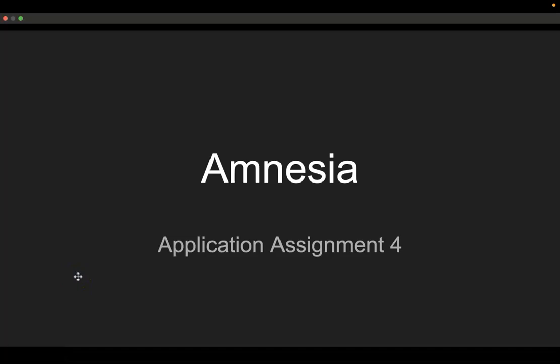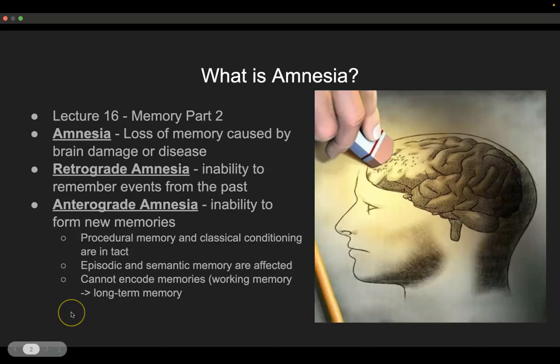This is my application assignment number 4, where I will be talking about amnesia. To begin, I want to define amnesia as loss of memory caused by brain damage or disease. Really, any serious brain trauma can cause it. We covered it in Lecture 16, which is called Memory Part 2, where we covered problems with memory.